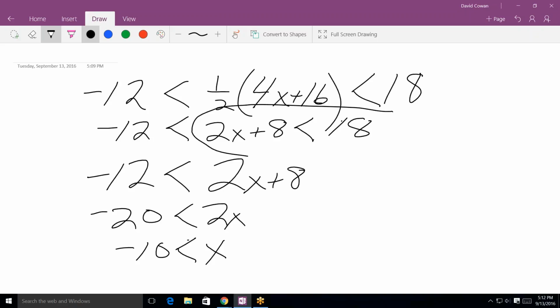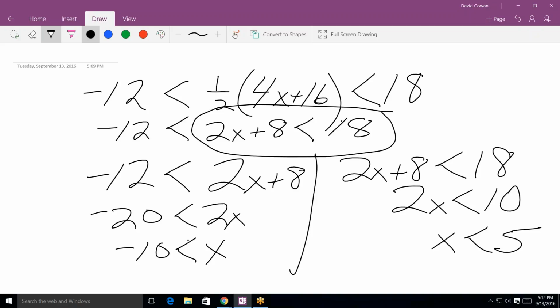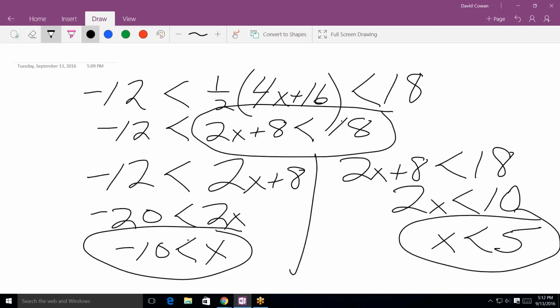Now let's go to this part here, and I'll do that over on the right. It's going to be minus 8 on both sides, and then it's going to be 2x is less than 10, divide both sides by 2, x is less than 5. All right. So we got two answers. x is greater than minus 10 and less than 5.